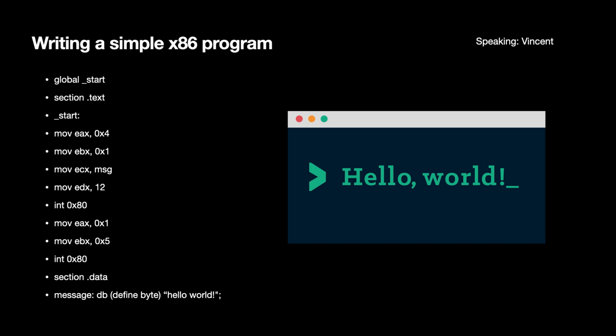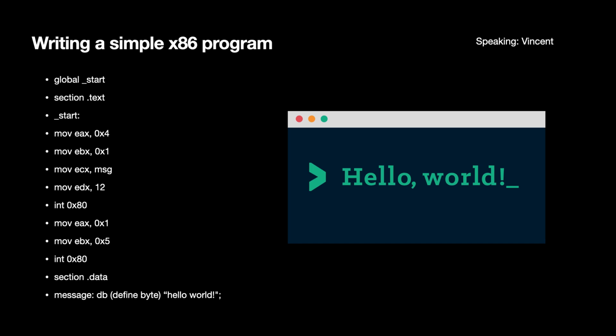Let's try to write a simple program that will print the string hello world. First, we declare _start as our global variable. Then we start the text section with .text. We then push the syscall number, which is 4, into the EAX register, and file descriptor number 1 into EBX. Then we use ECX to point to the message in the data section. We push the value 12 in EDX since we want to print 12 bytes of data. Then we call the interrupt, which will print hello world.